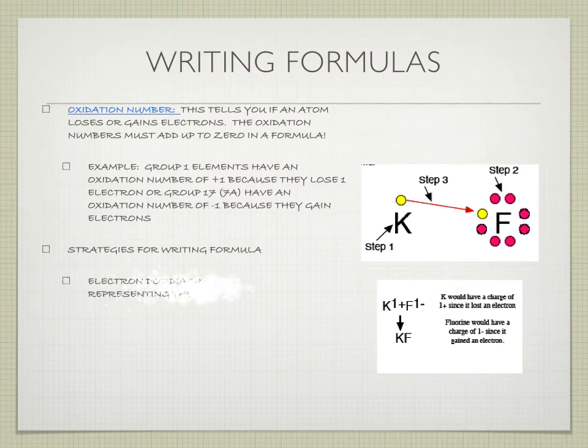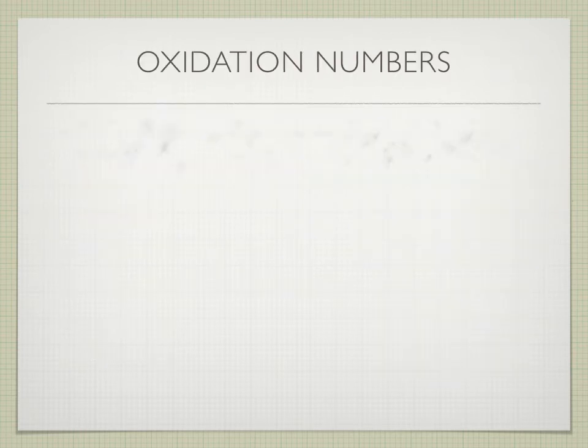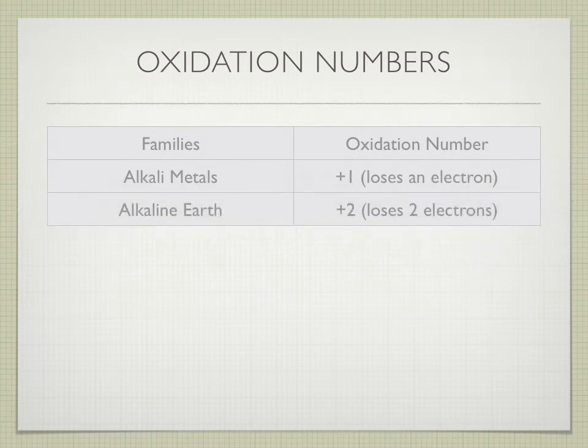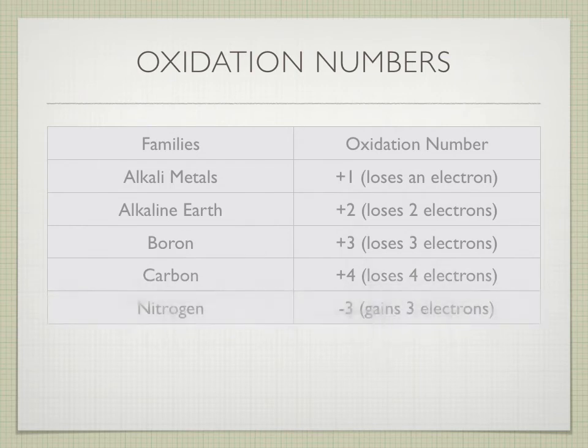Now, these strategies for writing formulas, I'm not going to get into in this particular discussion, so this is something that we will do in class, but there's 3 ways that we're going to talk about writing formulas. Now, this oxidation number slide, I'm going to provide this table for you to glue into your flip chart. This just gives you the oxidation numbers of all the different families, even though this is something you could figure out on your own too.